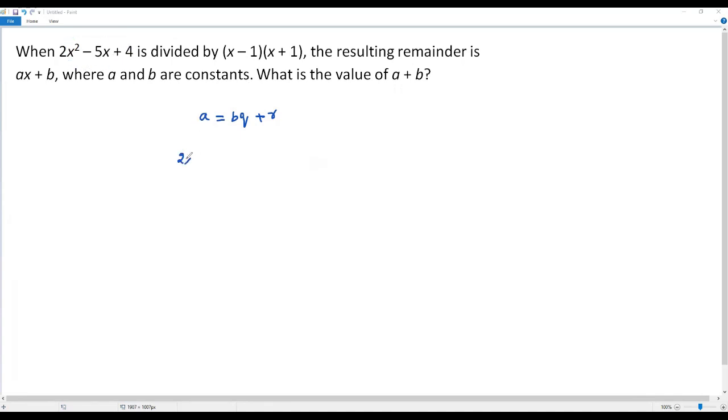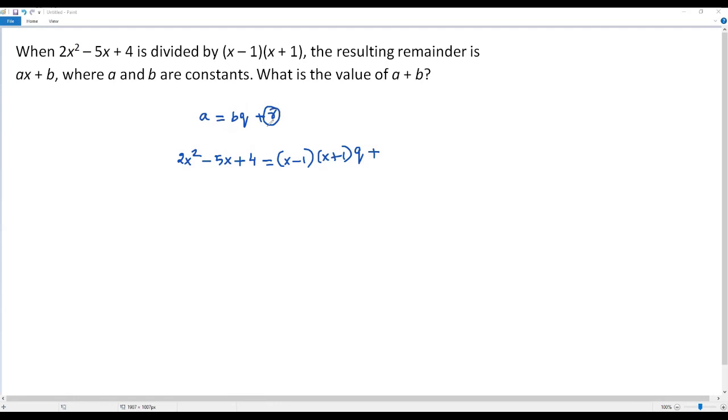Okay, let me write it. That is 2x² − 5x + 4. And here b is the divisor. Here the divisor is (x − 1)(x + 1). We can plug in this expression for b. That is (x − 1)(x + 1). And we don't have any expression for q, that is the quotient. We can keep this q as it is.